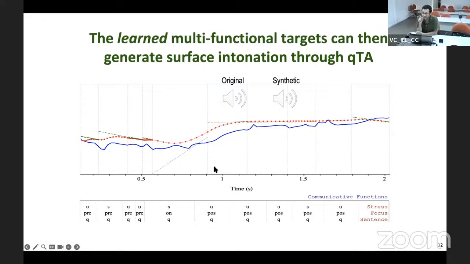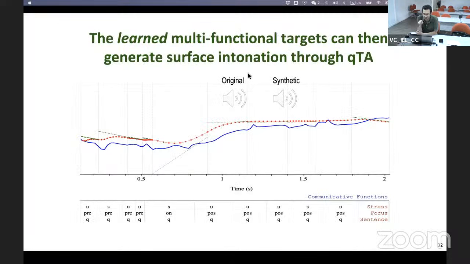May I have a quick question about this slide? Why are you using a full underlying target in this same simulation of this sentence? At the end of this simulation, I think you are using a falling target for the end of the utterance. Is that right? That's a very good question.